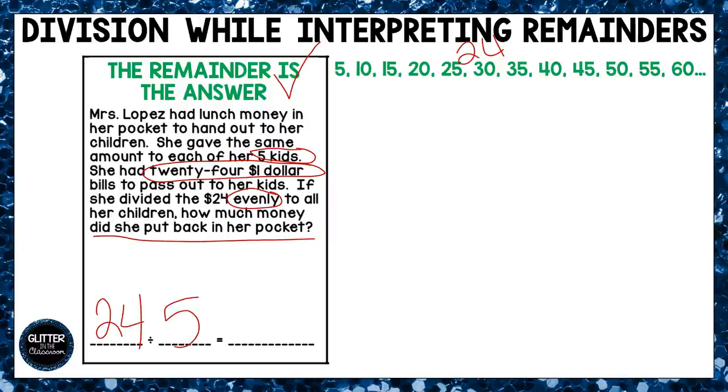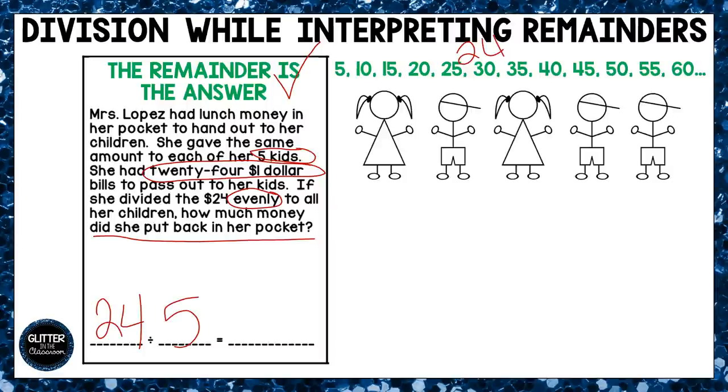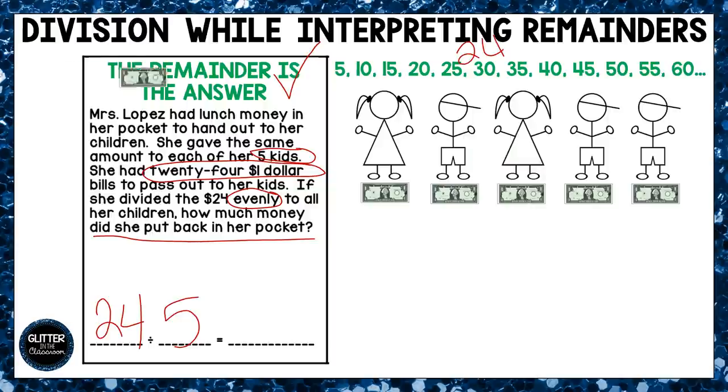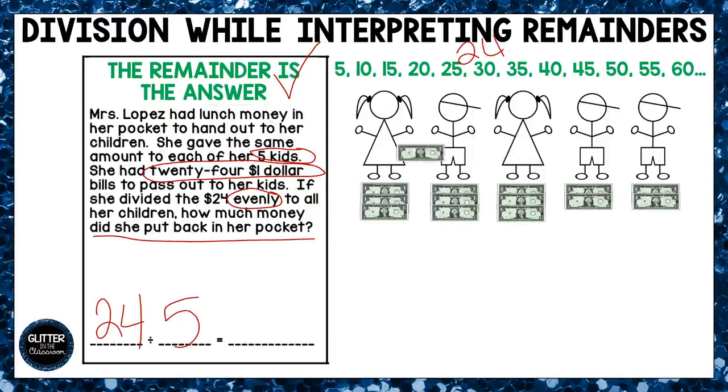But what do I do with that remainder? So, let's look at her children, and each child is going to get the same amount of money. So she's dividing them evenly, one for you, one for you, one for you, one for you. And each child gets an even amount of dollar bills. Now, as she has divided them, you can see here that there are $4 for this child, 4 for this child. Each child has $4.